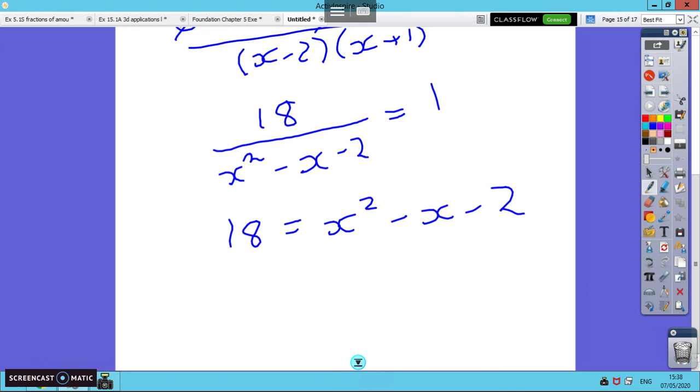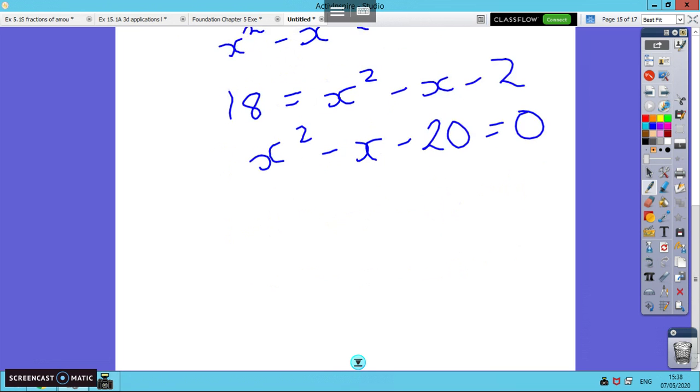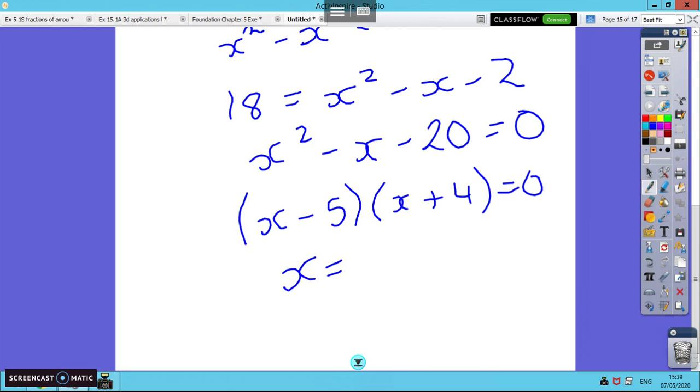Now, if you subtract 18 from both sides, you get x squared minus x minus 20 equals 0. And then you just have to factorise that quadratic. So look for two numbers that multiply to give minus 20 and add to give minus 1, and you get x minus 5, x plus 4 equals 0. So x is equal to 5 and x is equal to minus 4.